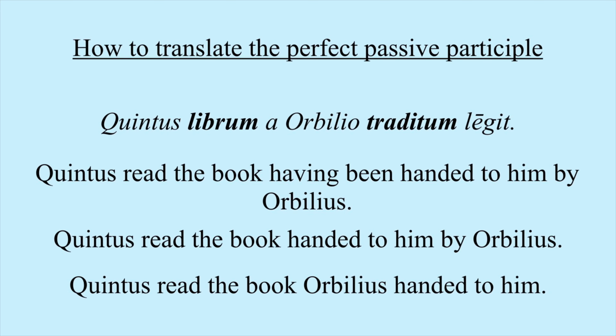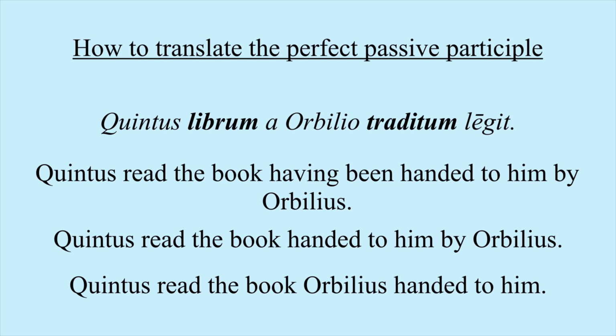So in fact, there are a couple ways we can translate this, right? So Quintus read the book having been handed to him by Orbilius. So traditum, having been handed, right? That's showing that it's perfect tense, that it's passive, that it's a participle, right? Having been handed to him by Orbilius, right? Now, while that phrase, having been handed, very well conveys that it is perfect, that it's passive, and that it's a participle, I think that might sound a bit stilted in English, right? That's not really how we talk.